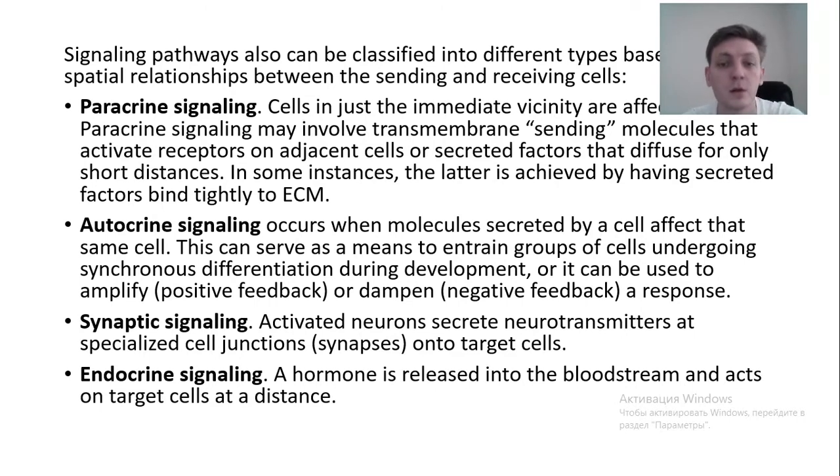Then we have a specific type of this secretion, which is autocrine signaling. Autocrine signaling is when a cell itself produces some molecules to stimulate the cell itself, and it is used to amplify the activity of the cell. For example, a cell is active and produces more signals to activate the cell more.